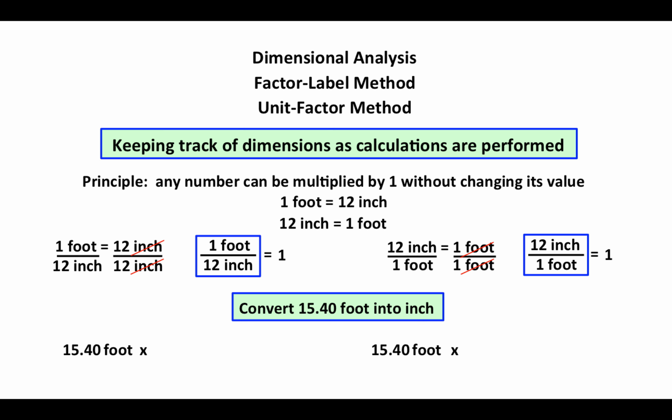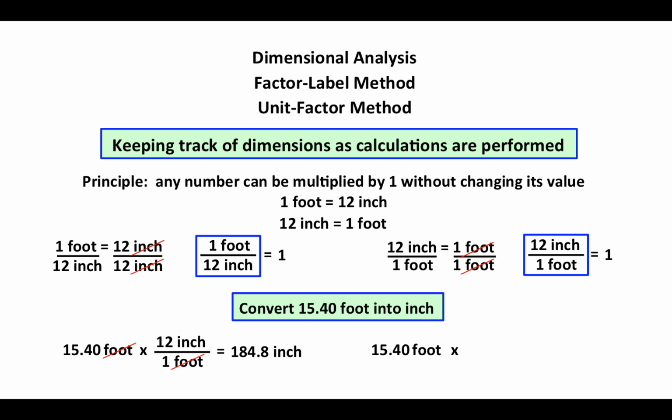So I am going to multiply 15.40 foot by some conversion factor. The question is, which of these do I use? Well, I have to convert foot into inch. If I pick the conversion factor on the right, then I multiply by 12 inch divided by 1 foot. Foot cancels out and I get 184.8 inch.